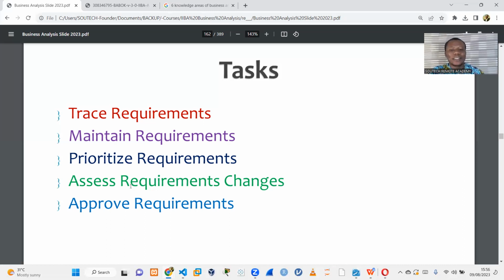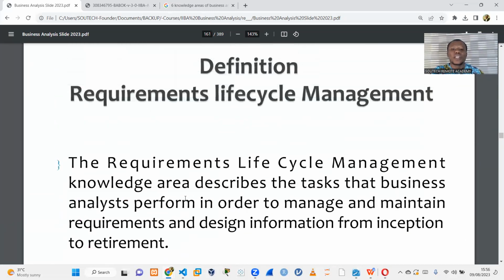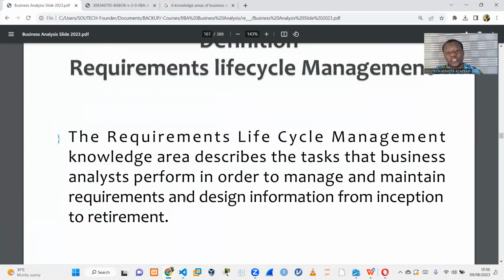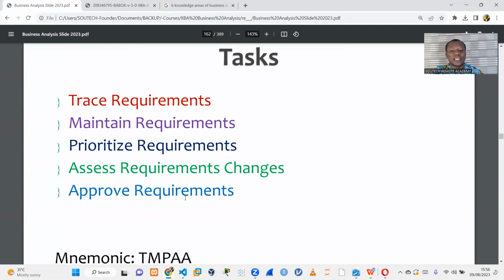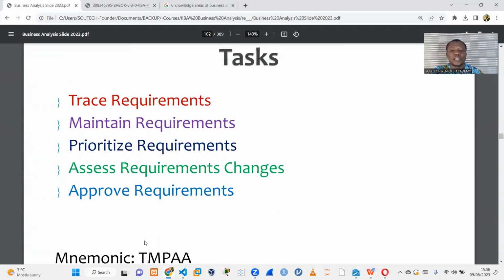Now, as requirements change, then approve requirements. So we're saying for this knowledge area, if you want to do requirements life cycle management, these are some of the tasks you need to be able to do. So it's called TMPAA.